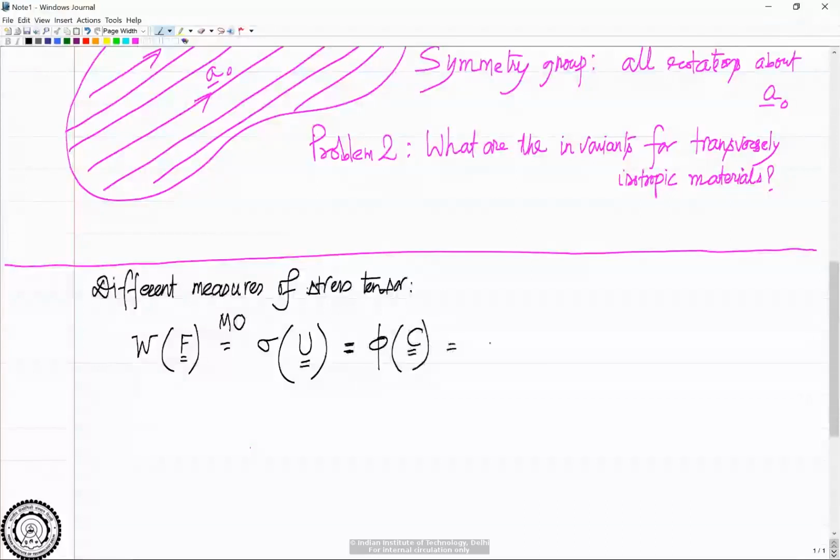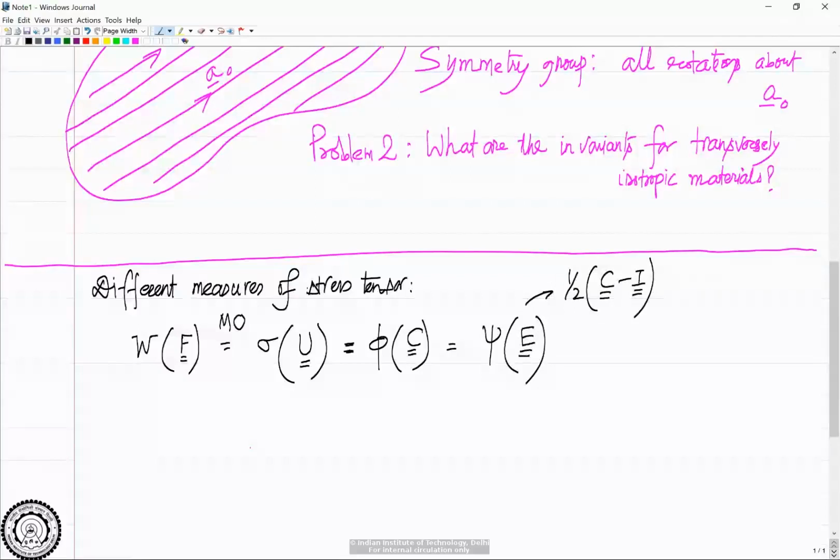Or we could think of, let's say, psi as a function of the Green Lagrange strain tensor, which is E. So E is half of C minus identity. So this is all because of material objectivity, so this will hold for every material.